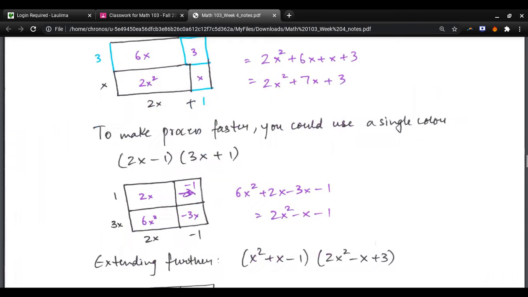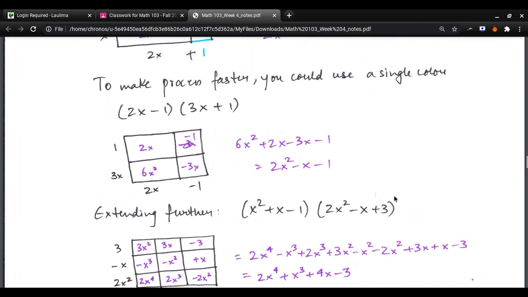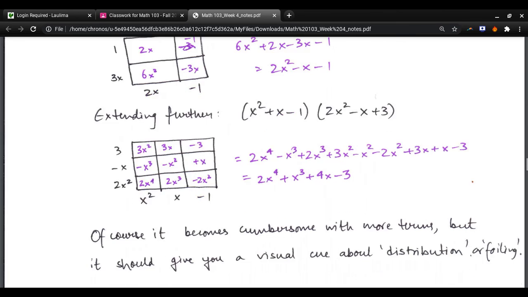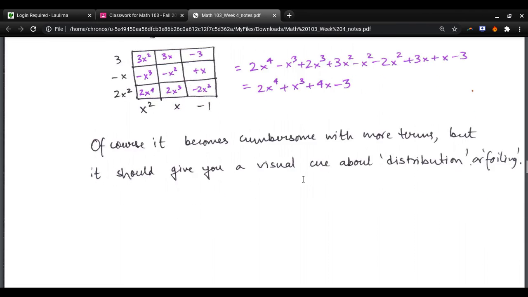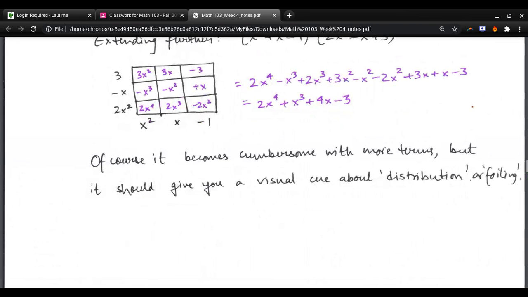To make the process faster, you can just use a single color. You can form columns and add these up, as in this example. You can even extend it to trinomials, except now you're going to have a 3 by 3, so you're going to have 9 squares to add up. It becomes cumbersome with more terms, but it should give you a visual cue about what it means to distribute or to FOIL. So that's the end of this part.